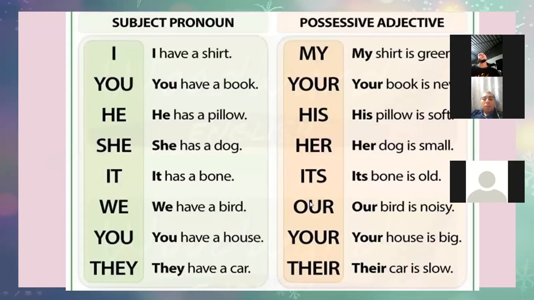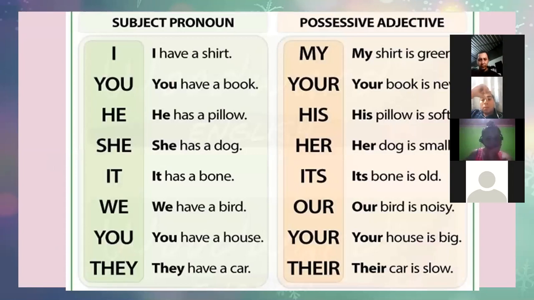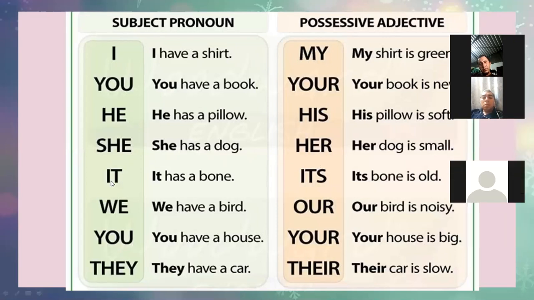So we have a different possessive adjective depending on what you're talking about. The subject pronouns are I, you, he, she, it, we, you, they. But now, look at the possessive adjectives, they are a little bit different. The possessive adjective for I is my. The possessive adjective for you is your. He, his. She, her. It, its. This its has no apostrophe.